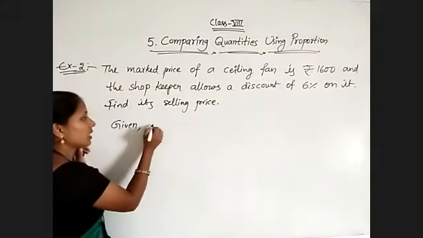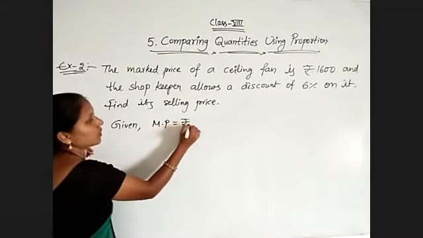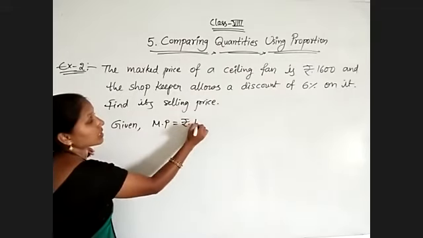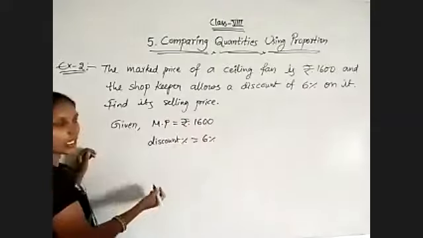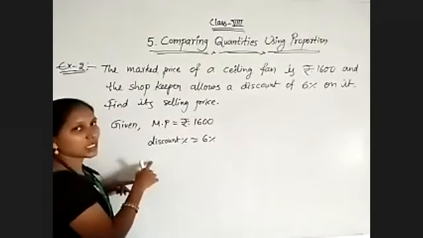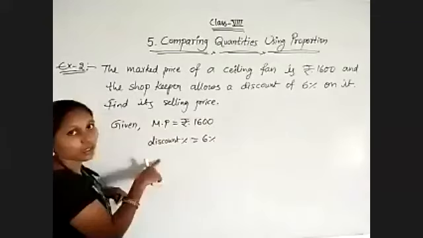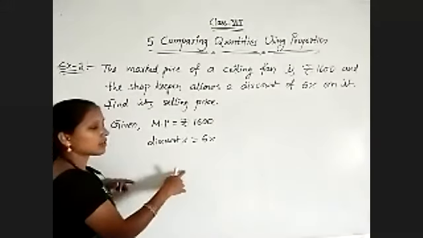So given that MP of the fan is 1600 and discount percentage is equal to 6%. If the discount is given, then we can easily write SP is equal to MP minus discount, but the discount is not given, the discount percentage is given. From this we have the formula: discount percentage is equal to discount by CP into 100.